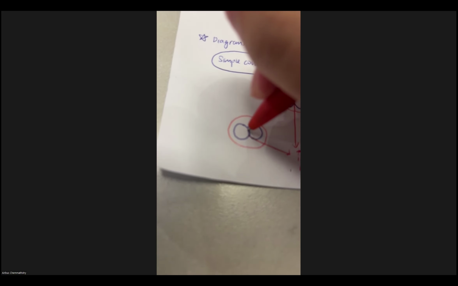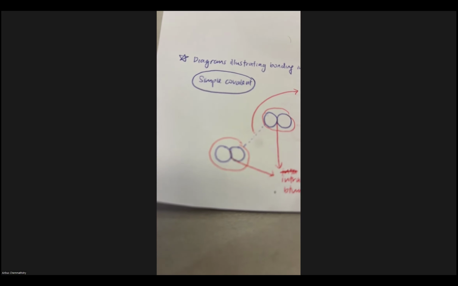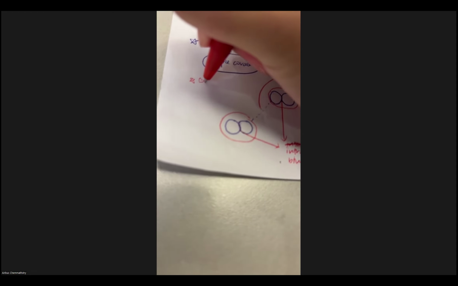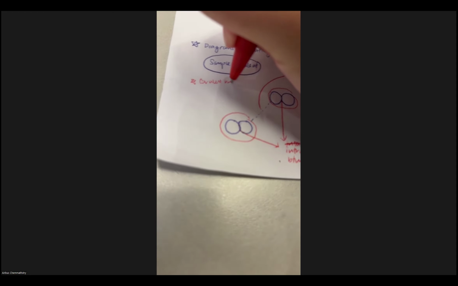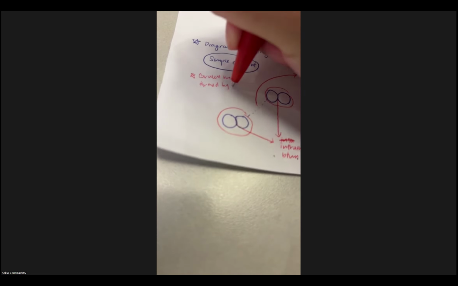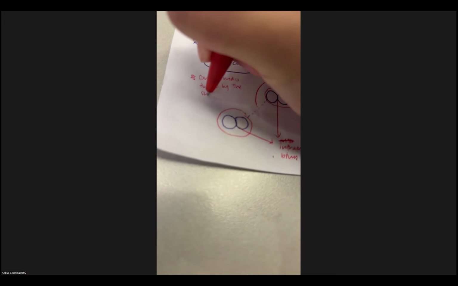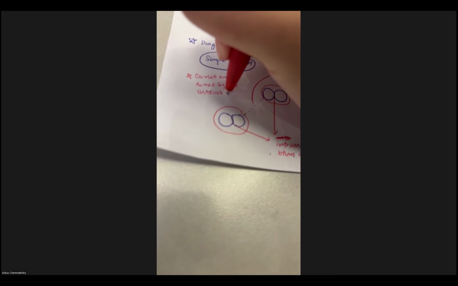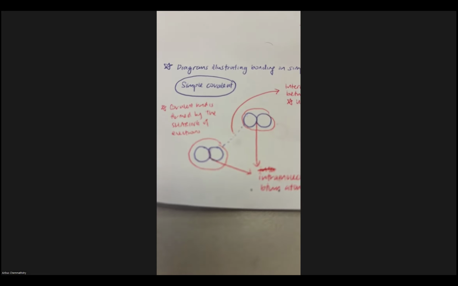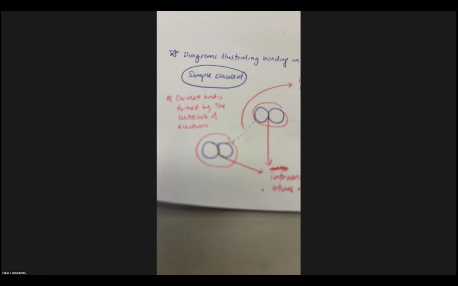So this covalent bond, right? Okay, people, for your extra understanding, I'm going to write down there that a covalent bond is formed by the sharing of electrons. And this one means to sidetrack a bit, and this one means to bring it here.